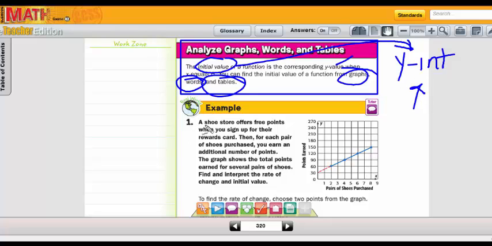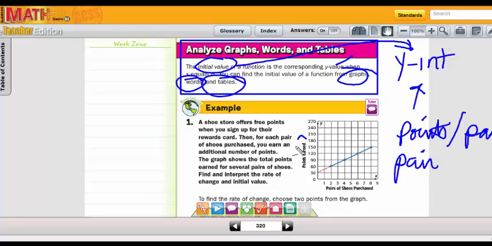So let's take a look at problem number 1. A shoe store offers free points when you sign up for the rewards card. Then, for each pair of shoes you purchase, you earn an additional number of points. The graph shows the total points earned for several pairs of shoes. So it's going to be points per pair of shoes. I'm just going to use the word pair. And we're writing off to the side so it's not showing. Points per pair. Here we've got points, and here we have pairs. And it asks us to find and interpret the rate of change and the initial value.